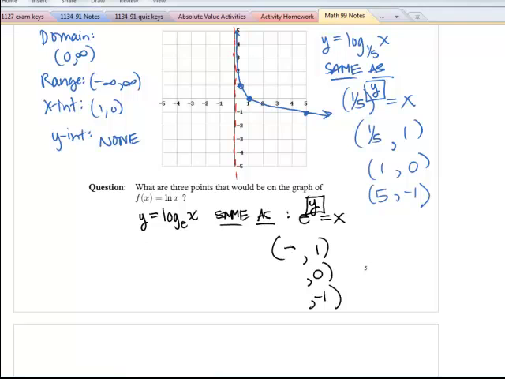E to the 1 would be e. E to the 0 would be 1. And e to the -1 we would just write 1 over e. So roughly we would think, remember e was like 2.71 or 2.718. So we'd have (2.718, 1), (1, 0), and then 1 over 2.718, so like between a half and a third.